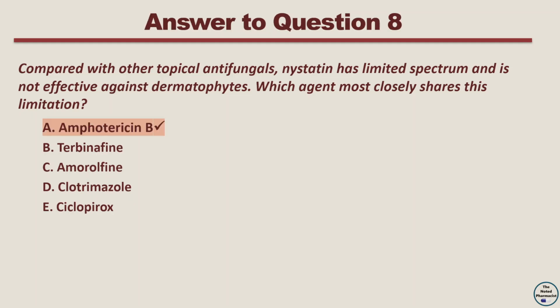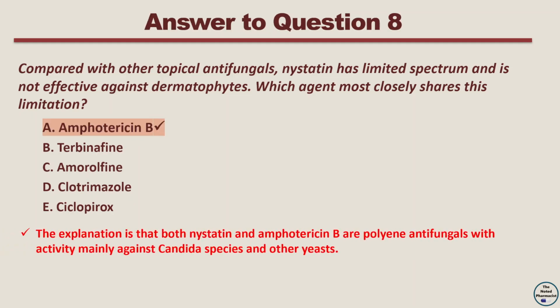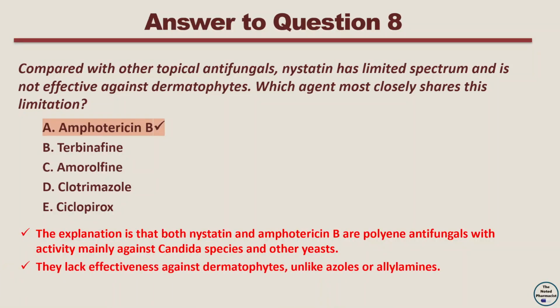The correct answer is option A, amphotericin B. The explanation is that both nystatin and amphotericin B are polyene antifungals with activity mainly against Candida species and other yeasts. They lack effectiveness against dermatophytes, unlike azoles or allylamines.